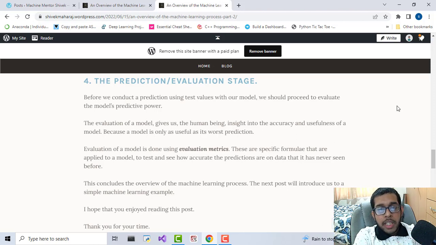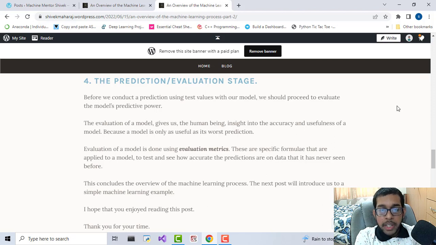Okay, guys, so you see, evaluation of a model is done using evaluation metrics. Now, these are specific formulae. Again, they can be represented in formulae, using variables and so on. Now, these formulae, evaluation metrics, are applied to a model. And this is done to test and see how accurate the predictions are on data that it has never seen before.